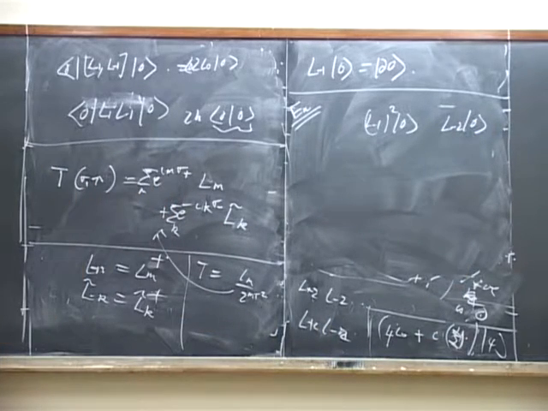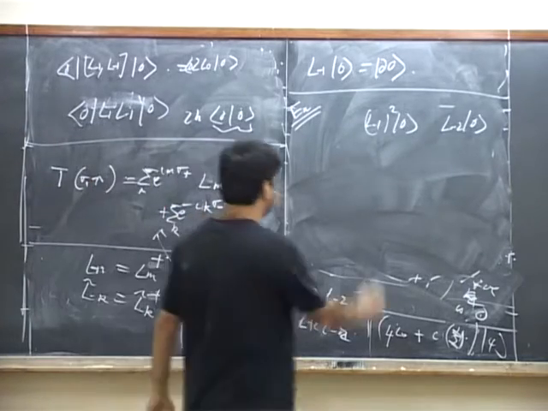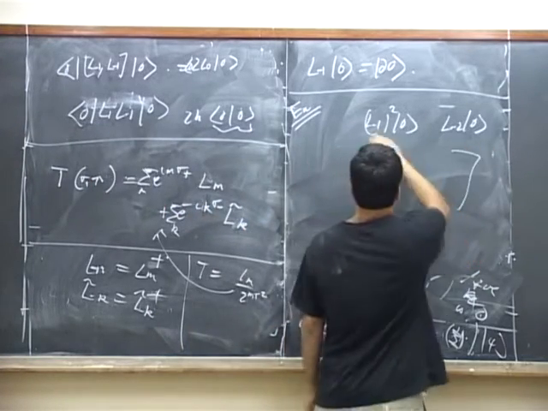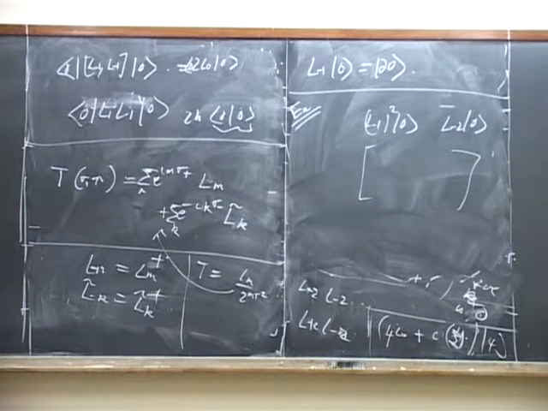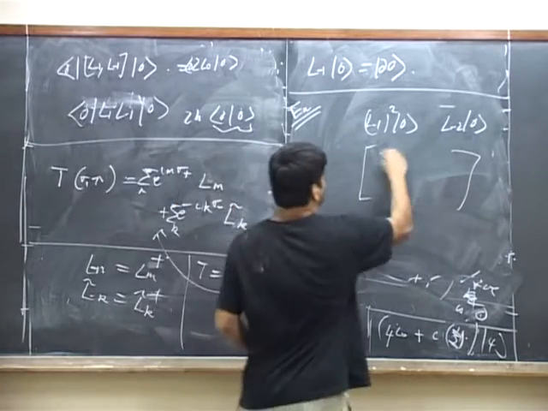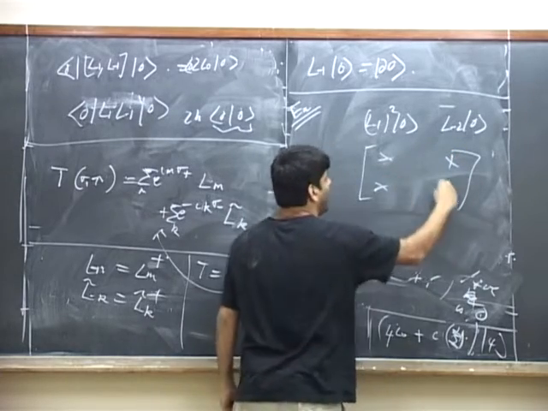Now, you can form a 2 cross 2 matrix of inner products from these two states. This 2 cross 2 matrix of inner products can be computed by using the commutation relations of the L's and the Virasoro algebra. I want you guys to do this calculation. It's a little calculation. Compute this 2 cross 2 matrix of inner products of states.